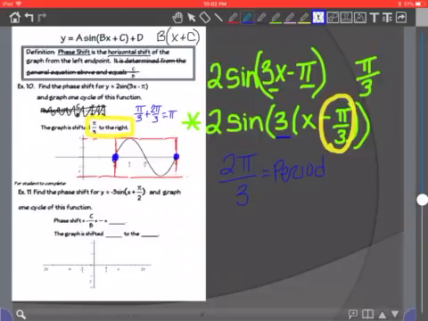Remember the pattern of sine, so between those 2 points, it crosses in the middle. Between the first 2, it goes up. Between the second 2, it goes down, and then you connect your dots.